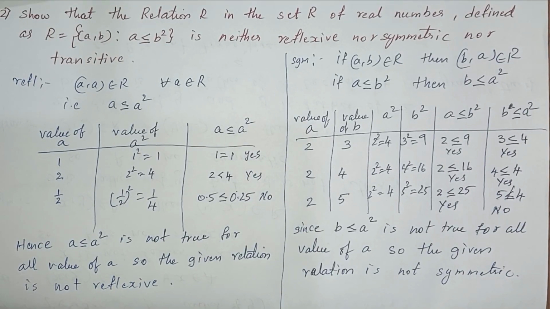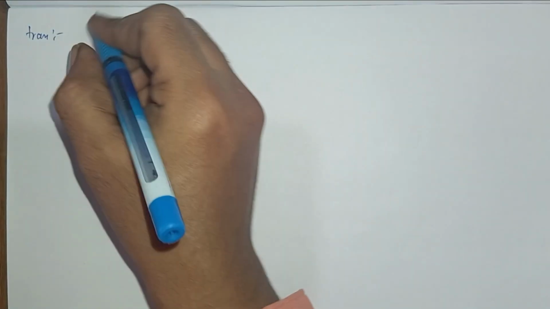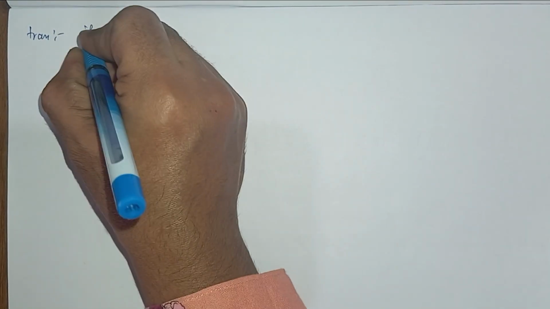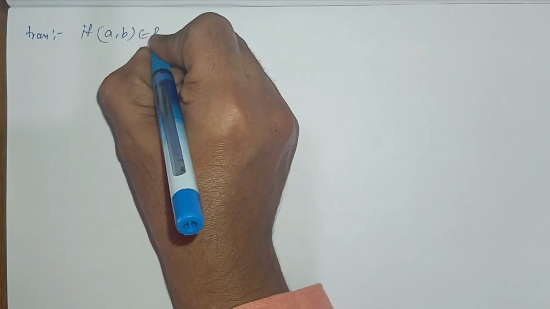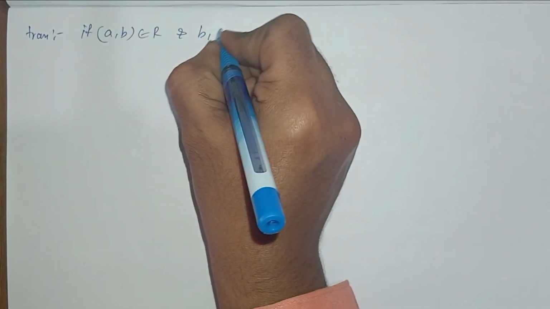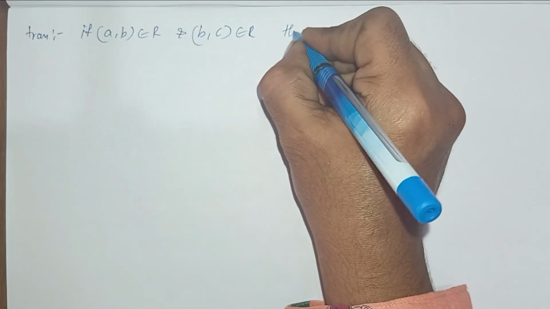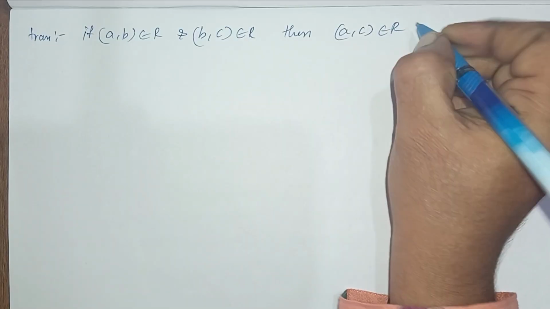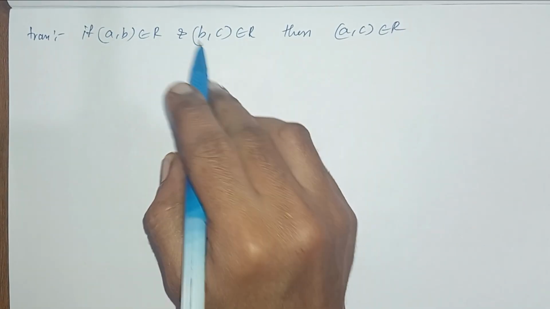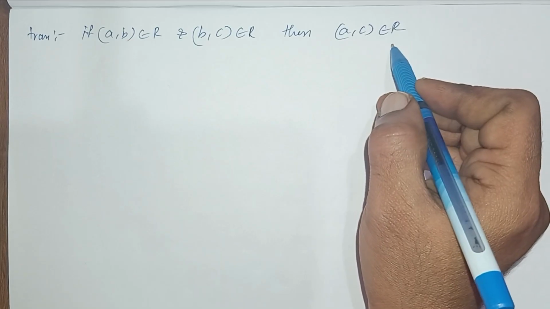So next we have to check for the transitive. So in transitive, what do you tell? If AB belongs to R and BC belongs to R, then AC should belong to R. So here AB belongs to R, then BC belongs to R, then AC should belong to R.